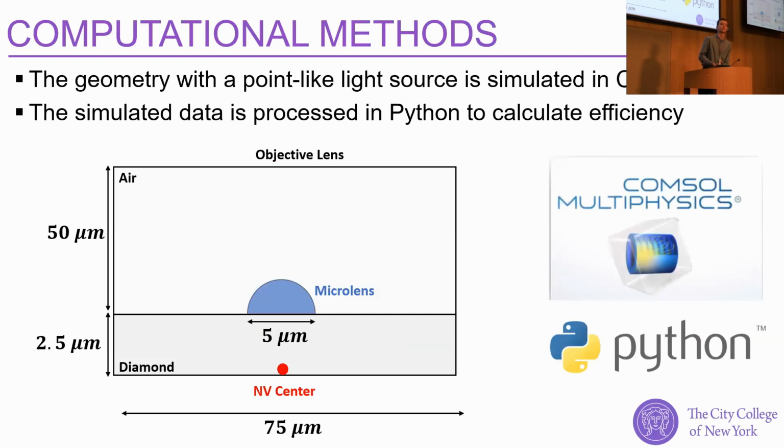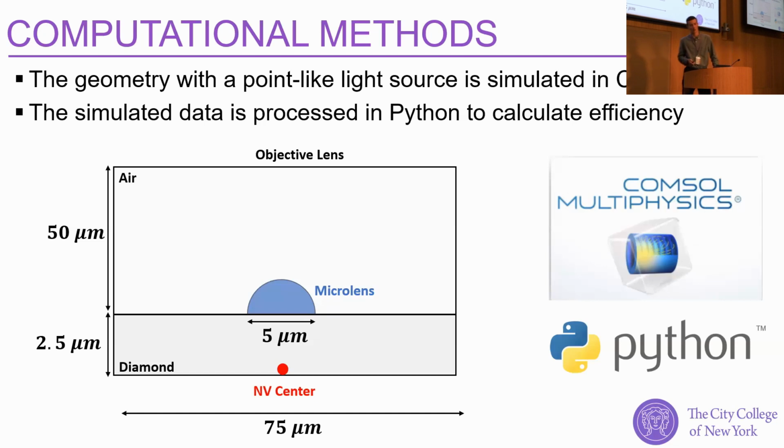So this is what we do. We try to put a lens on top of the diamond so that it will focus light and our objective will see more light. We simulated this using a program called Comsol, and then we analyzed the data using Python. The objective is right here.